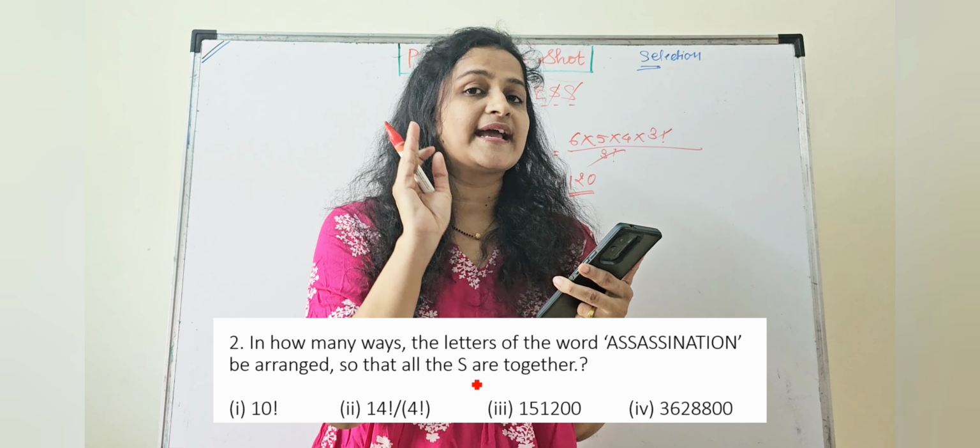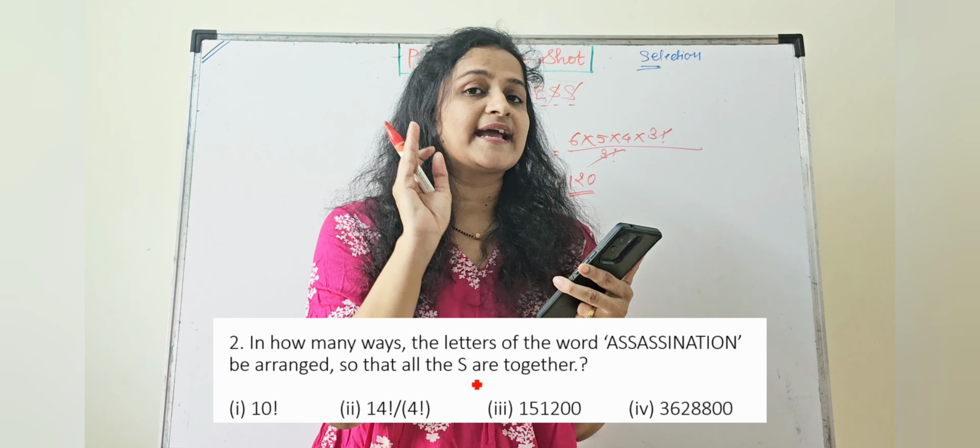And then I will write down the rest of the letters. What are the rest of the letters? A. Then again A is here. I, N, A, T, I, O, N. Correct? Let's count the number of letters. Now this set is considered as one letter.